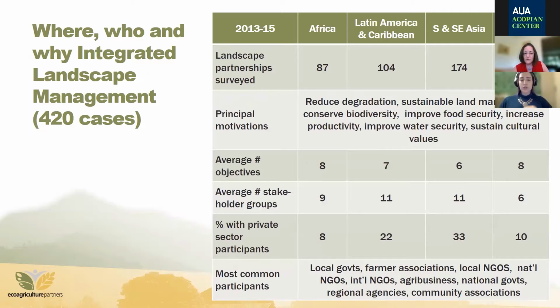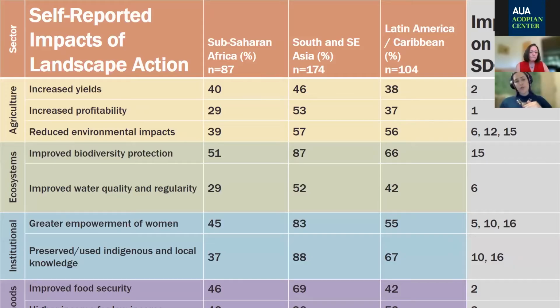If we go to the next slide, just to show you some of the illustrations here from these original 420 landscape cases, you can see some key points about them. First of all, that the number of objectives for the landscape partnership ranged from 6 to 8 different concrete objectives. Also, between 6 and 11 different stakeholder groups participating, and a number of them with business partners. So they really are involving many different actors. Governments, local governments are in almost all of them. National government agencies that operate locally are also very commonly part of these, and sometimes leading them, but sometimes contributing to them.